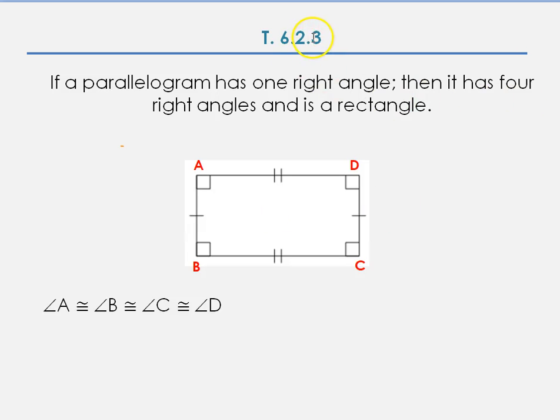Theorem 6.2.3 takes these properties that we just used and forms them into a rectangle. So a rectangle is also a parallelogram, but if it has one right angle, then it means all the other angles must be right angles. So if angle A is 90, that means its consecutive angle, angle D, would have to be 90 also. Also, if A is 90, its opposite angle C would have to be 90.